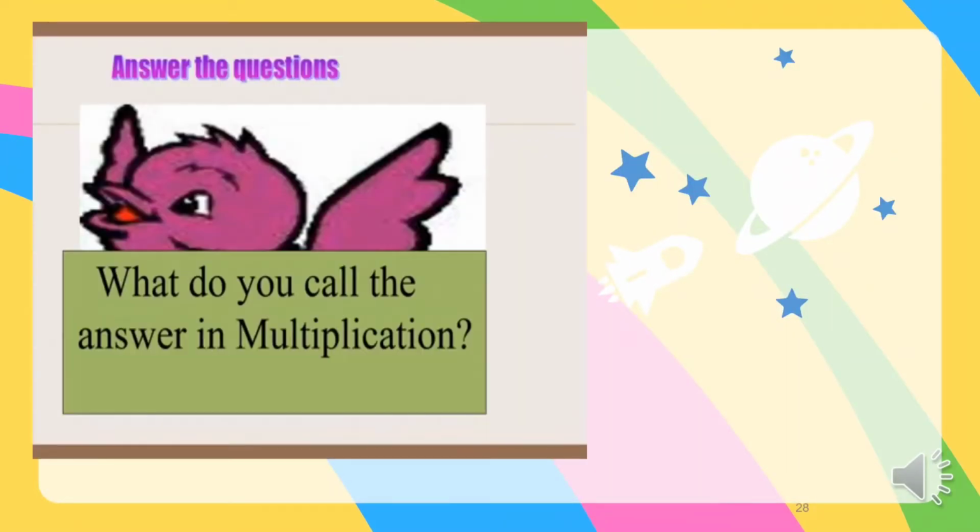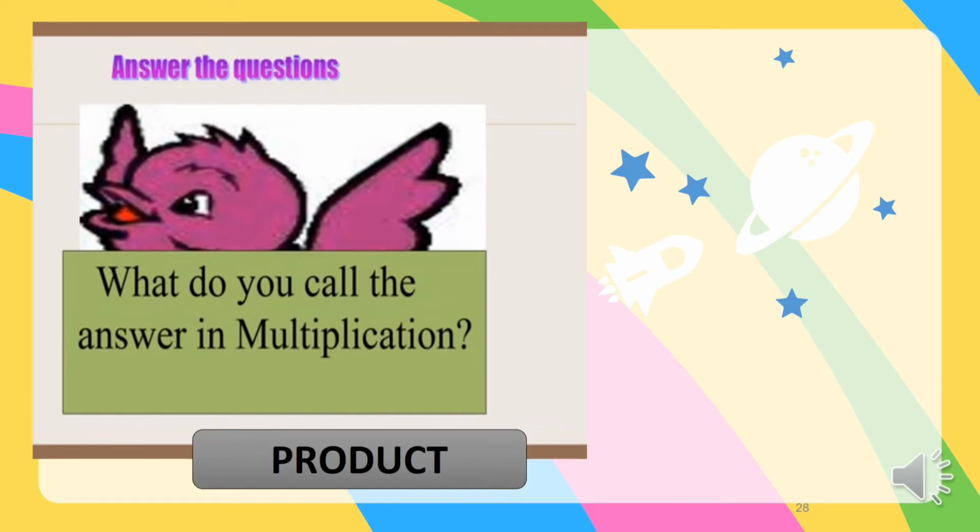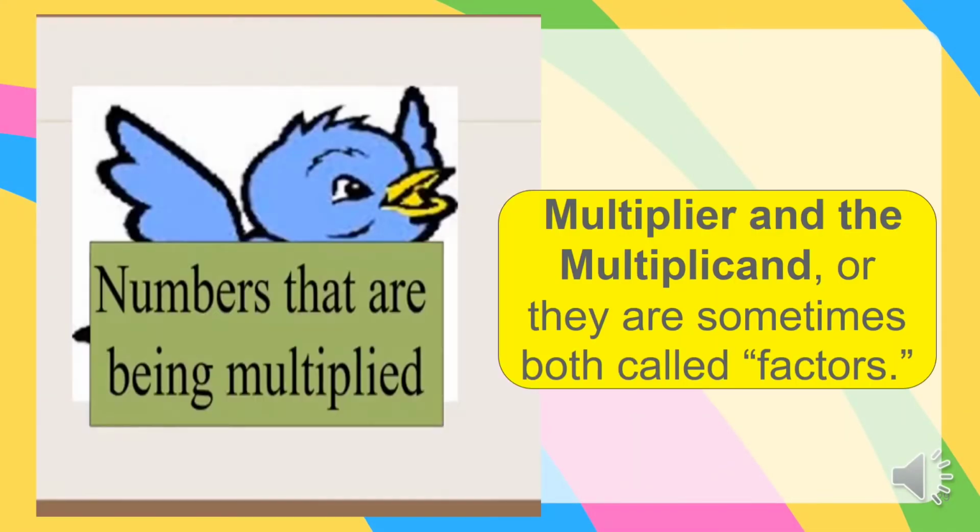So what do you call the answer in multiplication? Correct. The answer in multiplication is called product. How about the numbers that are being multiplied? They are called the multiplier and the multiplicand, or they are sometimes called factors.